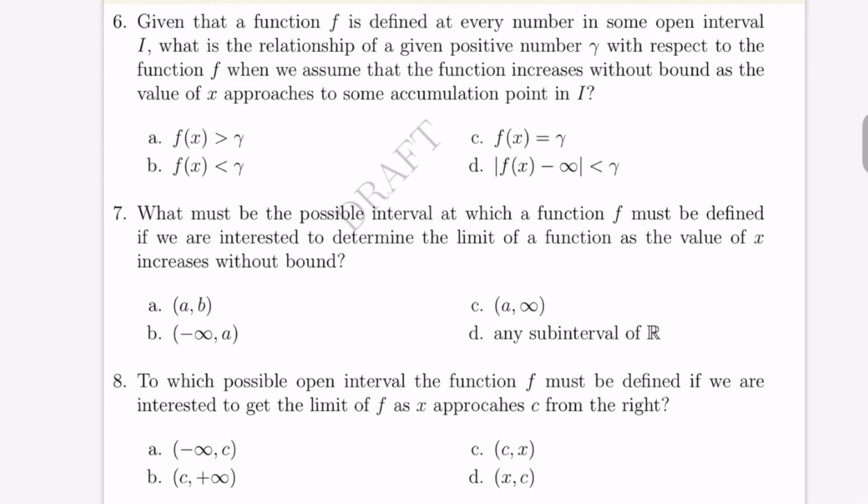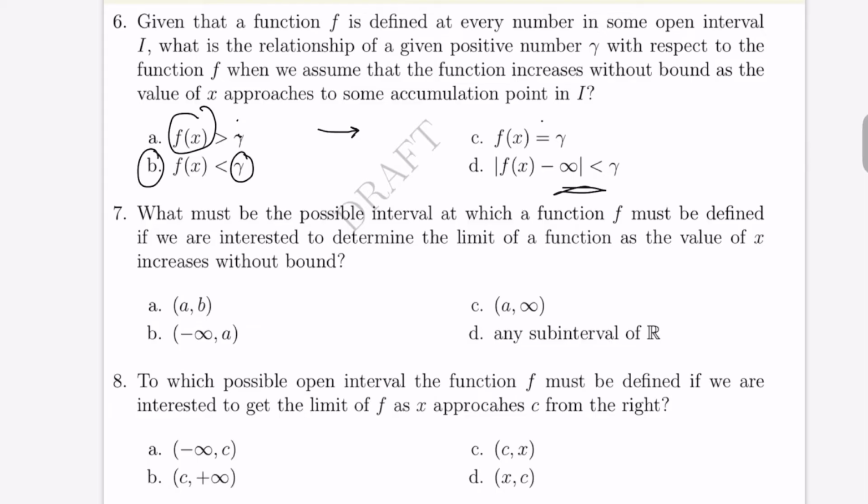So, pa-increase siya, di ba? So, ibig sabihin, we consider the value, the positive number. So, in this case, eto siya. Kasi pataas tayo eh. So, hindi siya pwedeng mag-equal. Hindi siya pwedeng mas malaki to. Kasi dapat mas malaki si gamma. And wala tayong ganito. So, the answer is letter B.